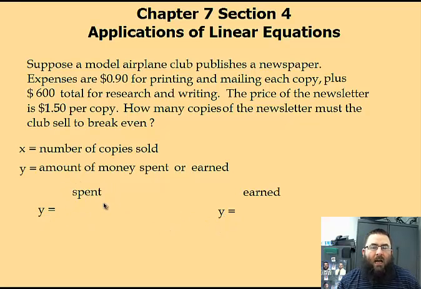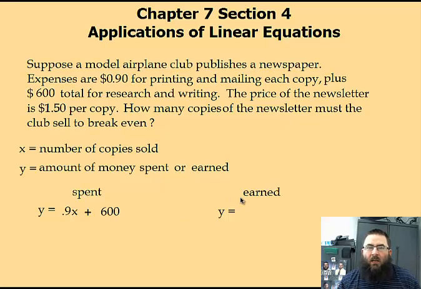So let's look at how much money is being spent by the club. Their expenses are 90 cents for printing and mailing each copy, so we'll throw the variable in there since it says each copy. And then we're going to add to that the amount that they've spent on research and writing, which was $600. So that is their expenses. That's going to be the amount spent. y equals 0.9x plus 600.